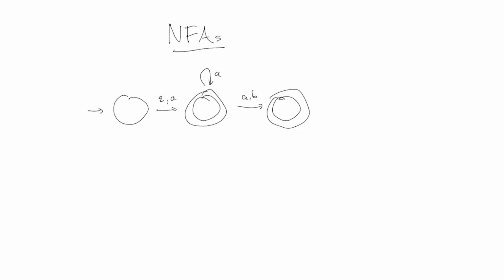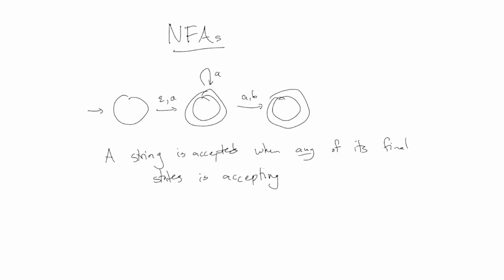And what does it mean for a string to be accepted? Any individual string could actually end up in several different places depending on how you decide to read the letters, because you have several choices for which arrows to follow. And so what makes a string accepted? A string is accepted when any of its final states is accepting. When you read through a string, there are several different ways you could do it. If any of those ways is an accepting state, then that string counts as accepted. And if none of its strings are accepting, then it is rejected.